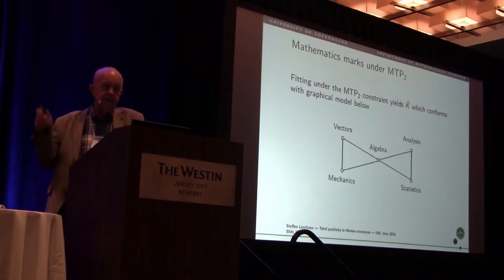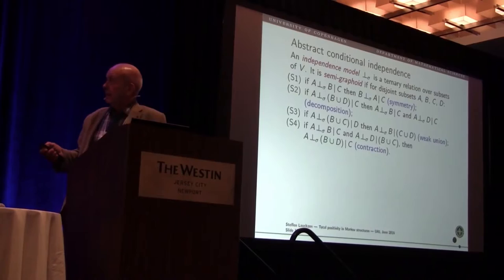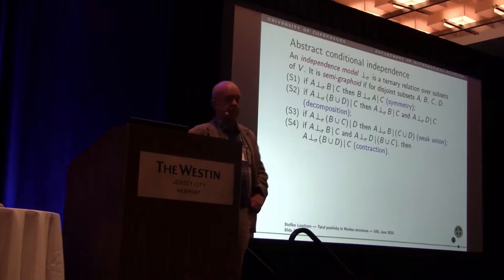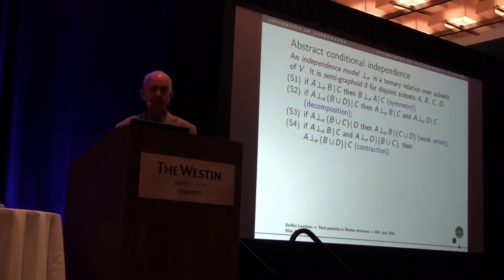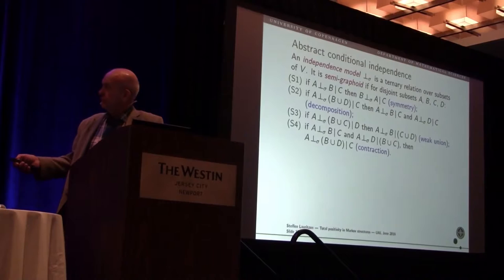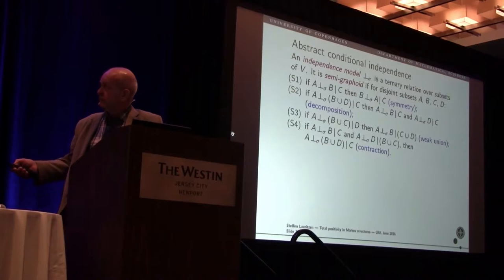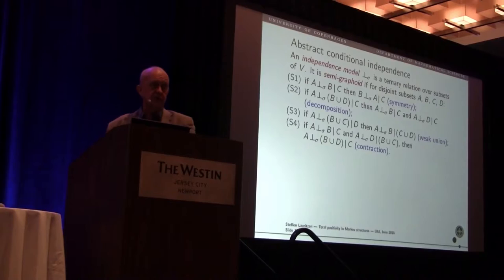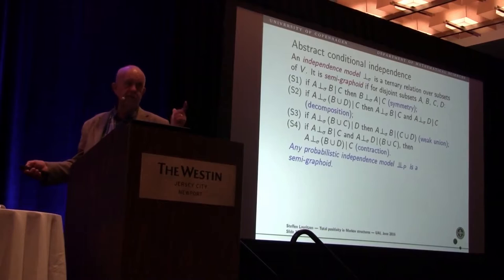So much for motivating and showing you examples of where MTP2 can be quite reasonable. Let's see what it does to conditional dependence. Let me remind you about the abstract conditional independence theory as it has been developed by many people, starting with Milan Studený, whose book is my Bible. You have an independence model, which is a ternary relation over subsets of a finite set, and a semi-graphoid if it satisfies symmetry, decomposition, weak union, and contraction, which are standard properties of conditional independence. You should read it as A is conditionally independent of B given C. Any probabilistic independence model generated by a probability distribution automatically becomes a semi-graphoid.